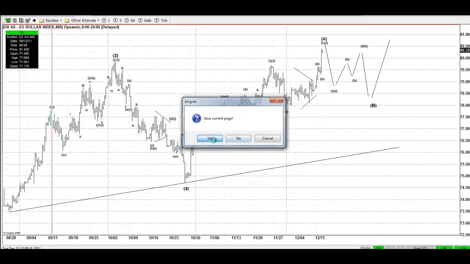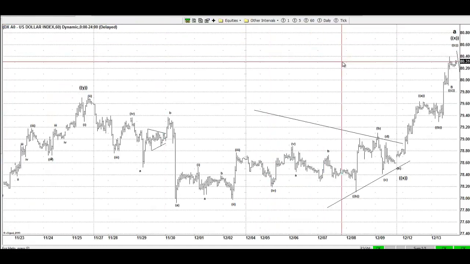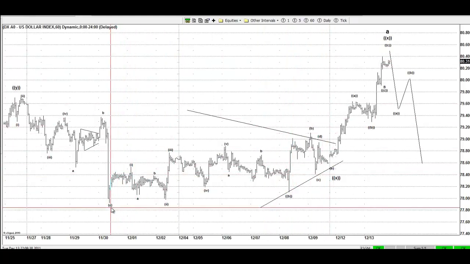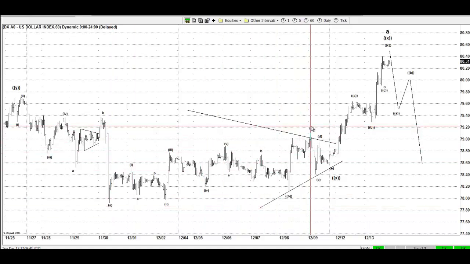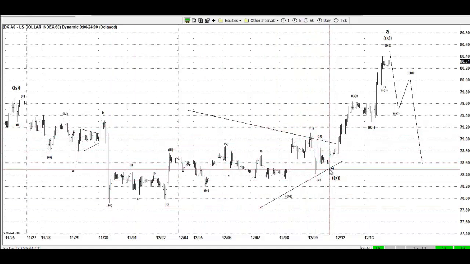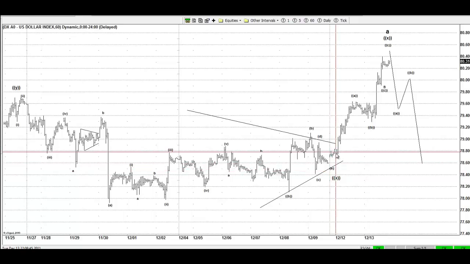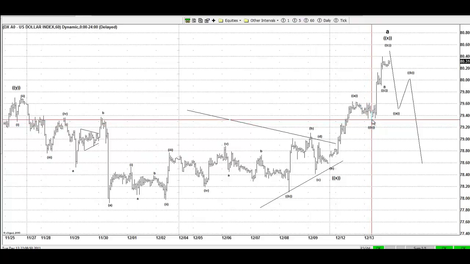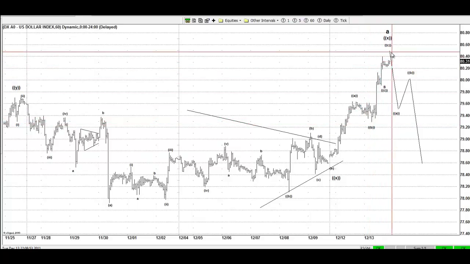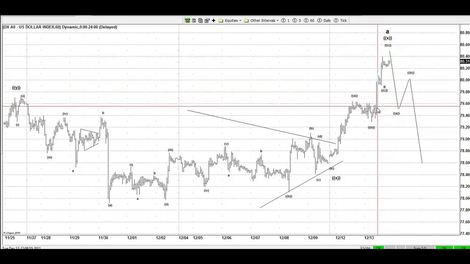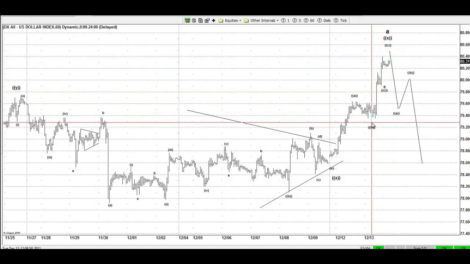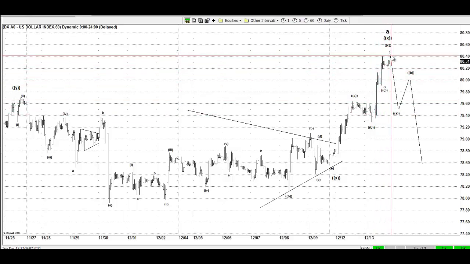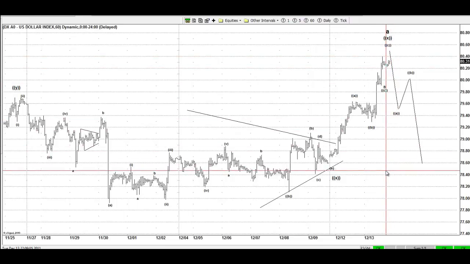If we're going to take a look at the dollar in the 1 hour, this is what it means. I'm labeling it as a contracting triangle, A, B, C, D, E, and then from here A, B, and it looks like a small high right here to end the move, due to the fact that from here you have 1, 2, 1, 2, 3, 4, 5, 3, 4, and a marginal new high to conclude the move.